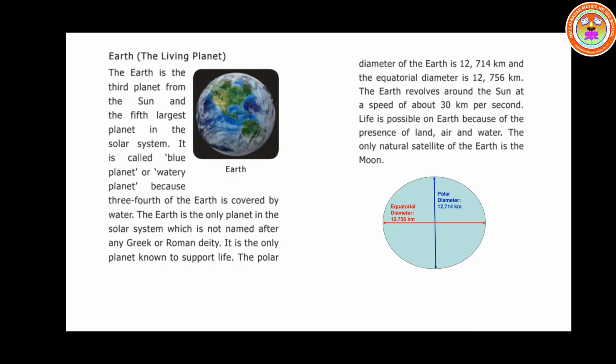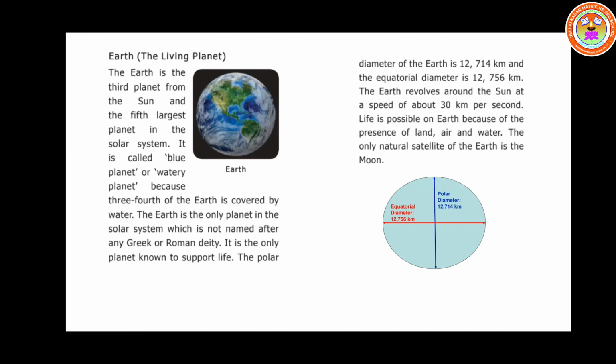The next planet is the Earth. It is also called the living planet. The Earth is the third planet from the Sun and the fifth largest planet in the solar system. Children, here I want to tell you the order of the planets according to their size.